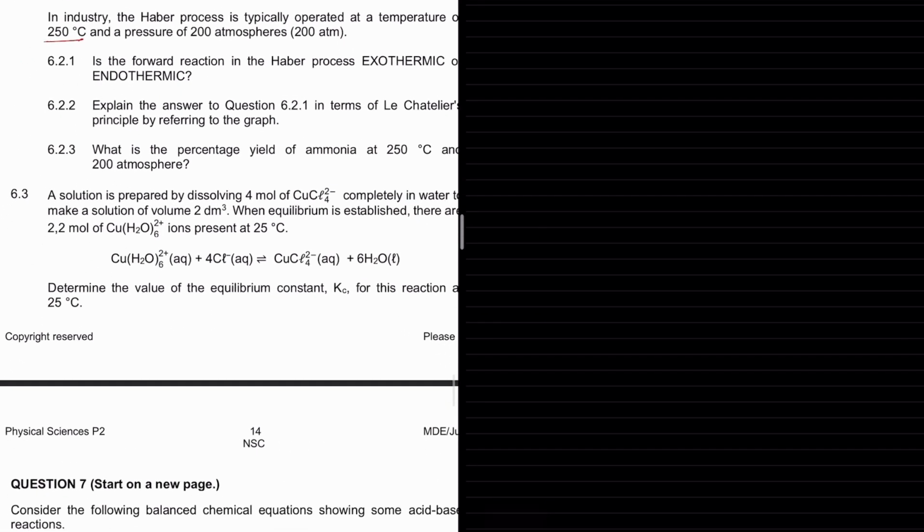Now let's take a look at question 6.3. A solution is prepared by dissolving 4 moles of CuCl4 2- completely in water to make a solution of volume 2 dm cubed. When equilibrium is established, there are 2.2 moles of Cu(H2O)6 2+ ions present at 25 degrees. So we've been given the reaction. Determine the value of the Kc for this reaction at 25 degrees.